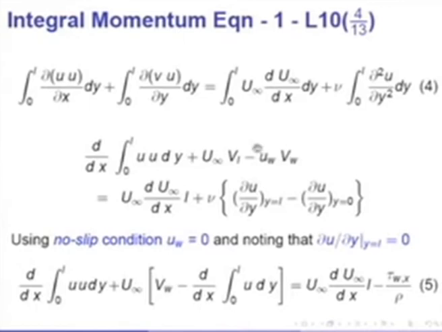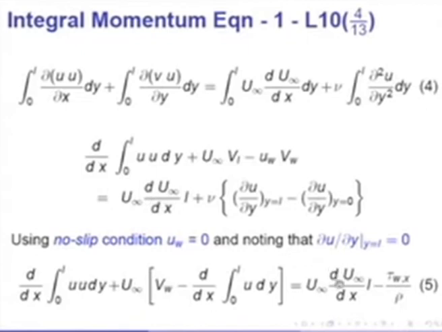But notice this term will vanish because u w, suppose that u w is equal to 0. So, that term goes to 0. Likewise, du by dy at L is also equal to 0, and the term that survives is mu by rho du by dy at y equal to 0. But mu into du by dy at y equal to 0 is nothing but the shear stress divided by rho, and that is what you see on the right hand side here.